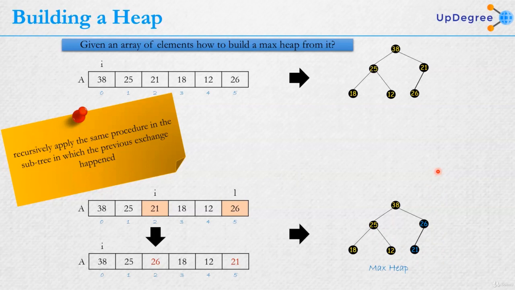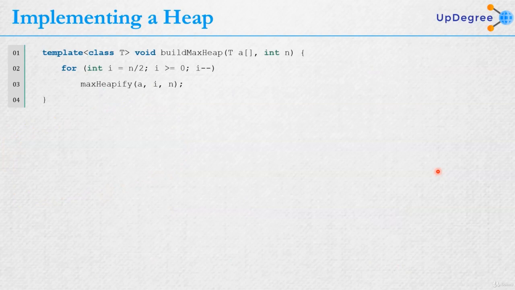Okay, so let's now write the code for this process. For this we are going to write a function called build max heap, which takes an array A and a size of the array. N is basically the number of elements in the array. So if you remember the build heap process that we just described, we start at the mid element. So we are starting at I equal to n by 2, and we'll go to the left till I becomes 0. So this for loop runs from I equal to n by 2 to I equal to 0, and at each step we are going to decrement I by 1. And then at each step we call a function called max heapify.